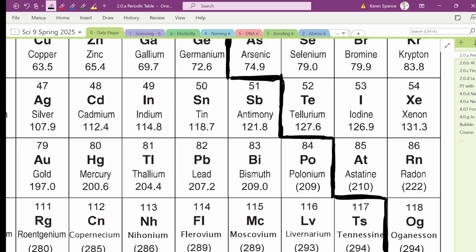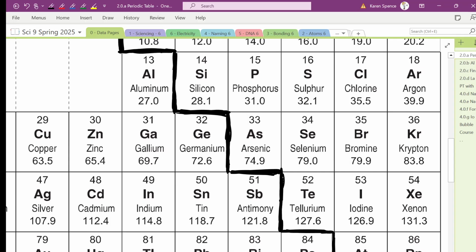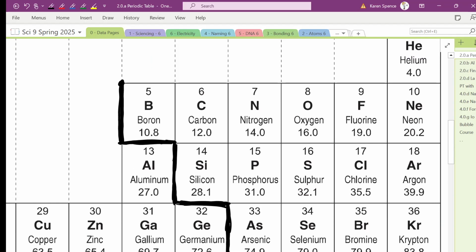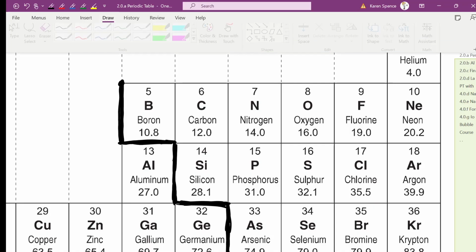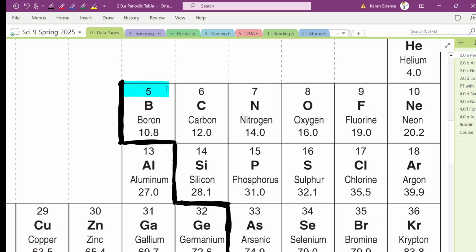We are going to shade in the metalloids, because mostly the metalloids are the ones that touch the line. However, there's one that's not a metalloid. Boron is a metalloid. It touches the line that separates the metals and the nonmetals. And everybody else, except for aluminum. Aluminum is a metal. Hopefully you guys know that.